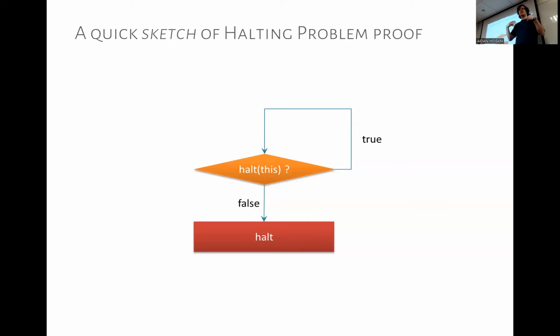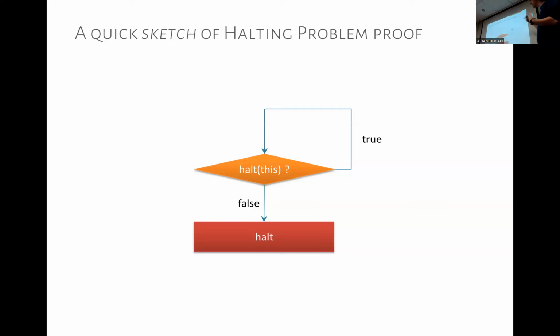So I'm the cheating function. I ask the halt function, am I going to halt? And if it says yes, what do I do? I continue forever. And if it says no, I won't halt, what do I do? I halt. I stop. So I just contradict it.